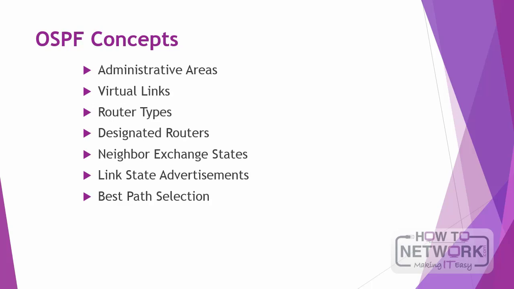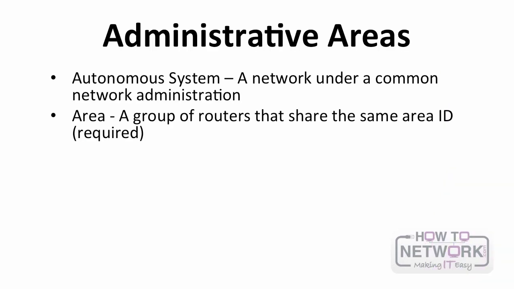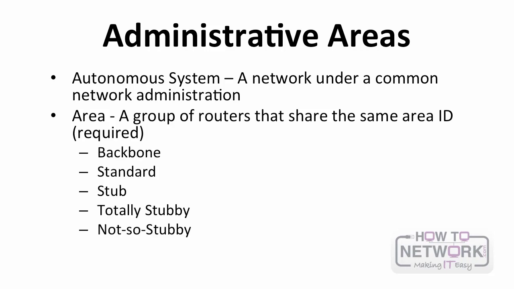We're going to go through these one by one to the level of detail you need to know for the CCDA exam, and we're going to begin with administrative areas. An autonomous system is broken out into areas. So areas are a group of routers that share the same area ID. And these different groupings have different functions, and they know different types of information. So you have backbone area, standard area, etc. And each of these areas performs different functions.